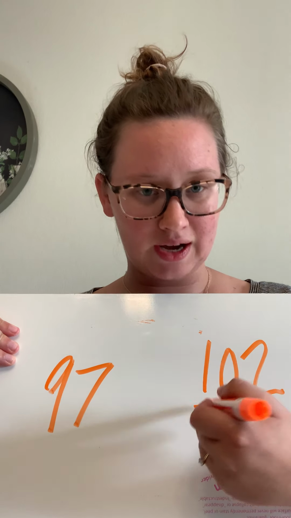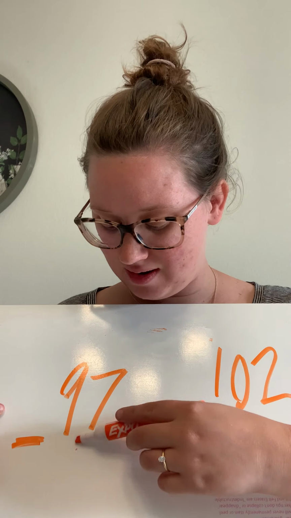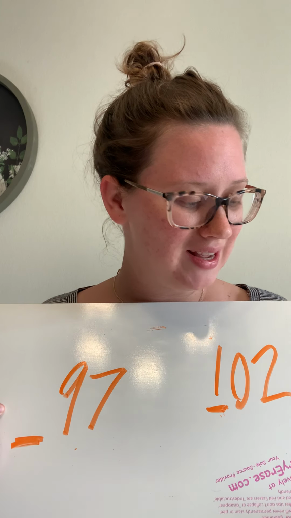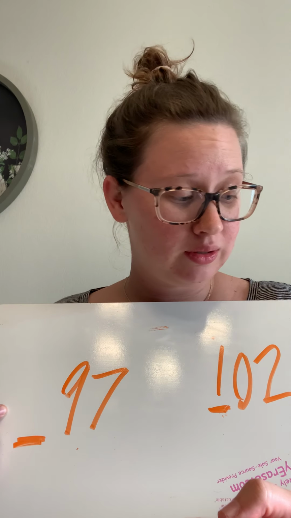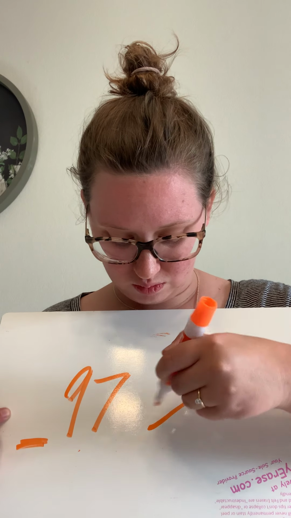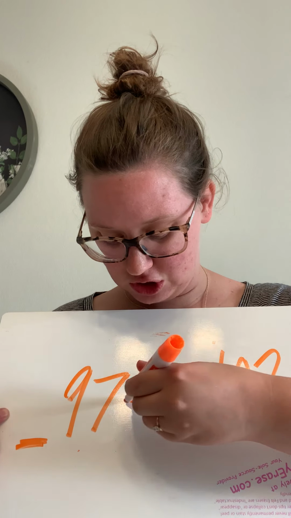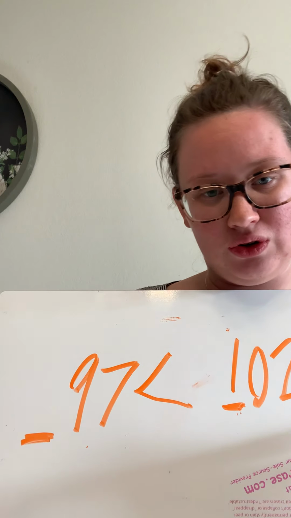So this side has hundreds and this side doesn't. So automatically that tells me that 102 is greater than 97, but the wording says 97 is less than. So 97 is smaller. So that means 97 is less than, whoops, since I'm looking backwards, I can't really pay attention to what I'm doing. 97 is less than 102.